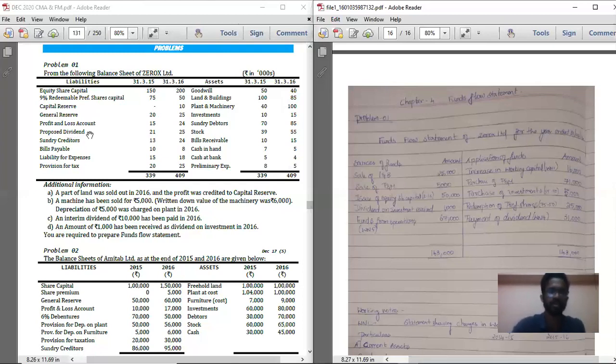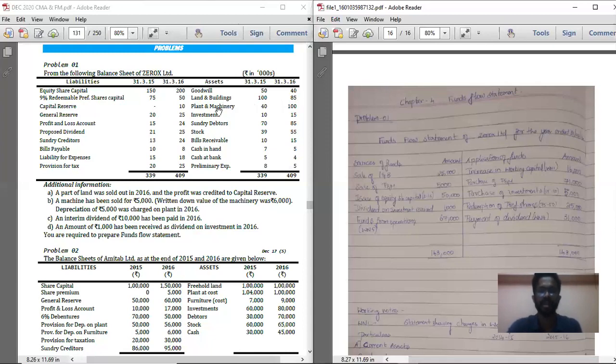Next is proposed dividend, we calculated. Sundry creditors, bills payable, liabilities for expenses, provision for tax, all these we calculated. Then goodwill: whether there is an increase or decrease in goodwill will be taken to the funds from operation.